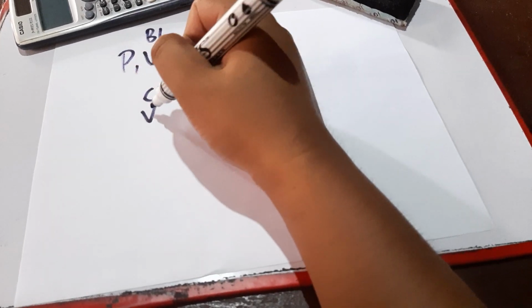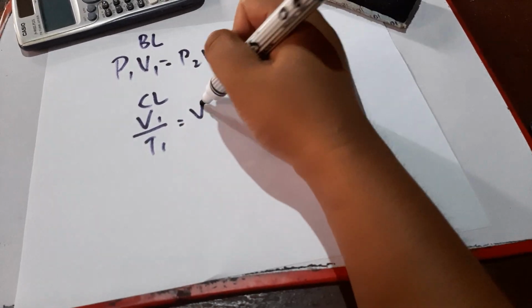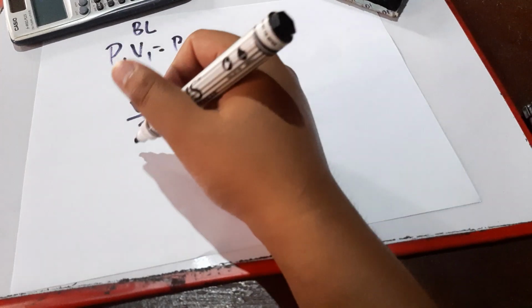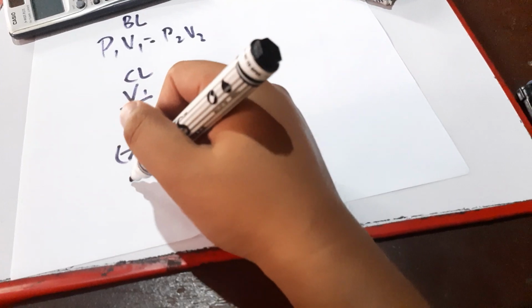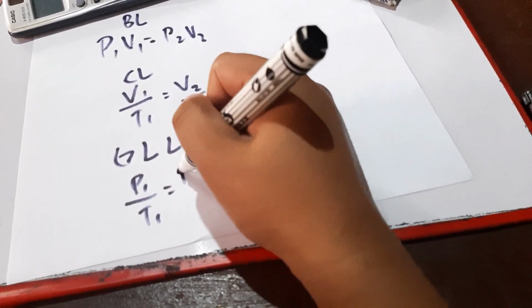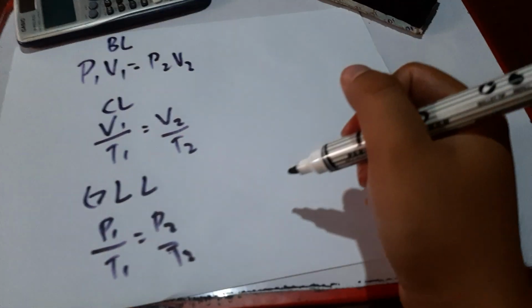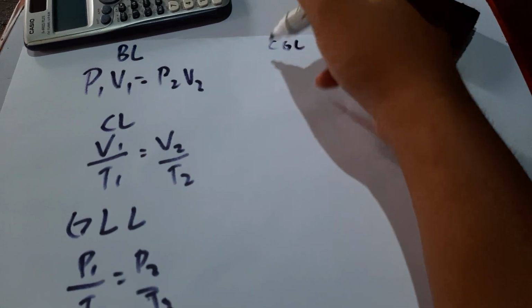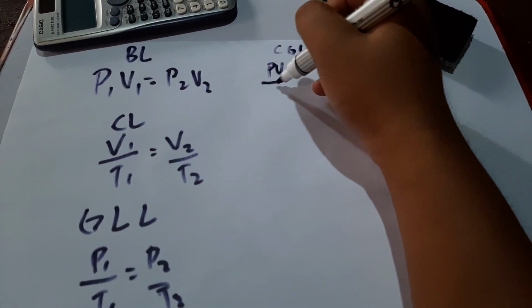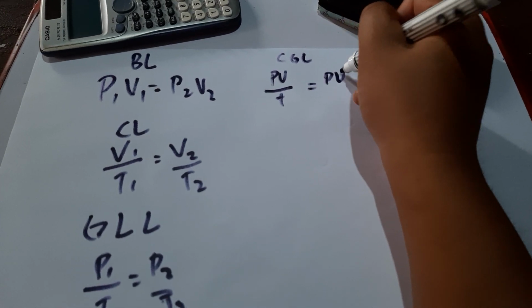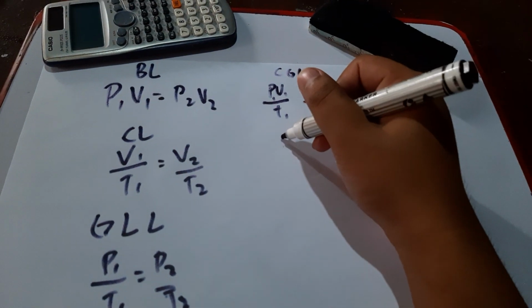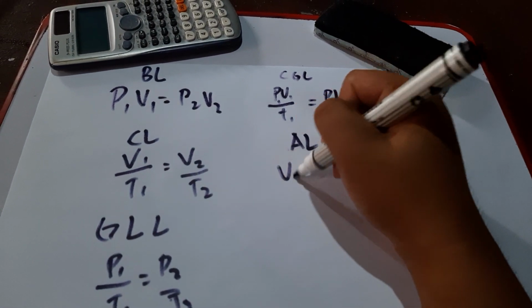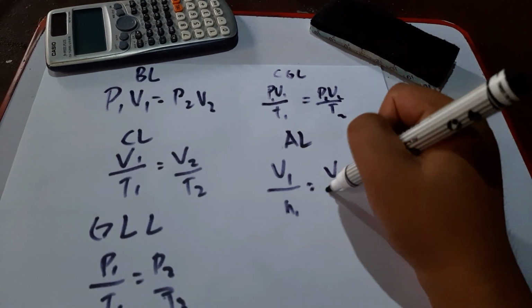Charles's law, V1 T2 equals V2 T1. Gay-Lussac's law, GLL, is P1 T2 equals P2 T1. Then I can write the combined gas law as CGL: P1V1T2 equals P2V2T1. And then Avogadro's law as V1 N2 equals V2 N1.